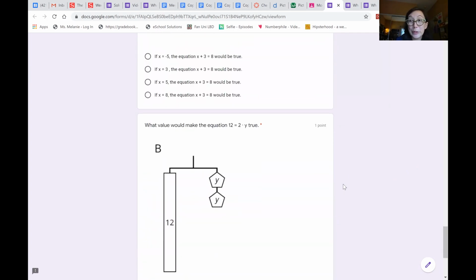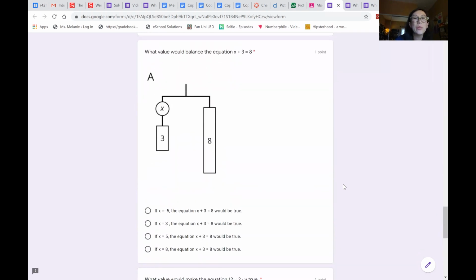Oh, okay, there's 2 more. What value would balance the equation x plus 3 equals 8? So you can think about it this way. You could look at all the options and try them out. If x equals -5, the equation x plus 3 equals 8 would be true.